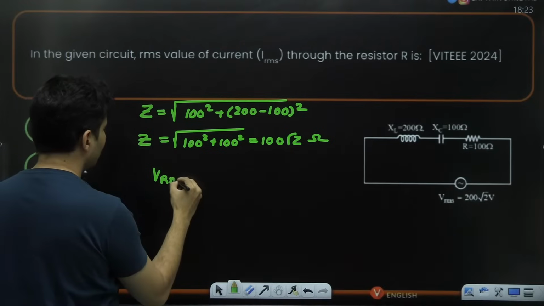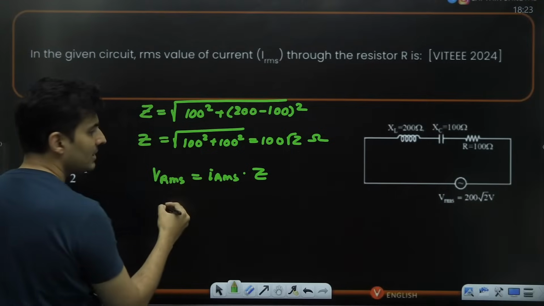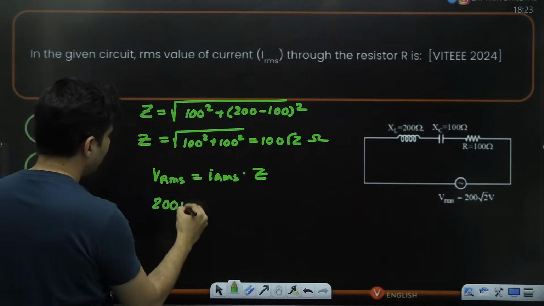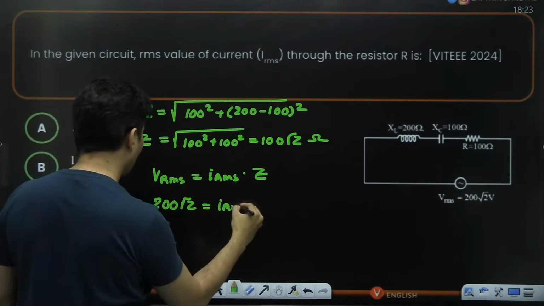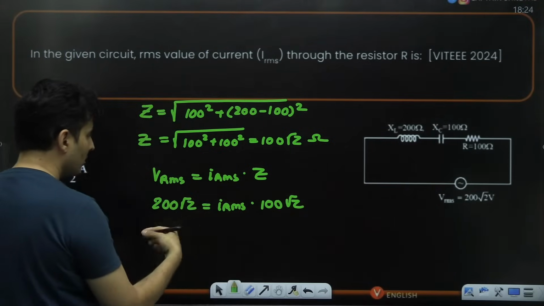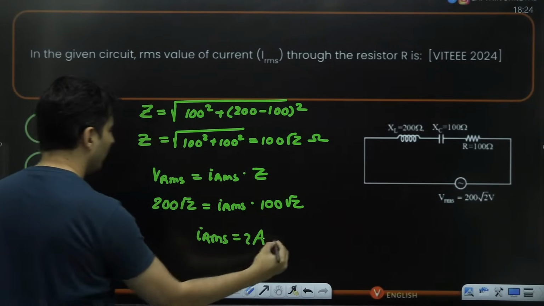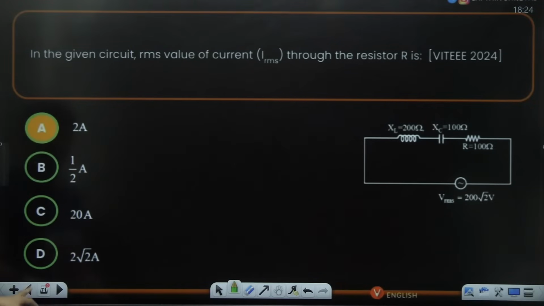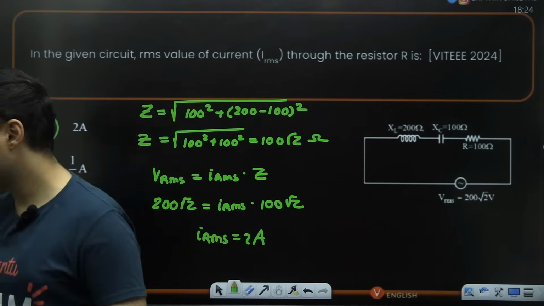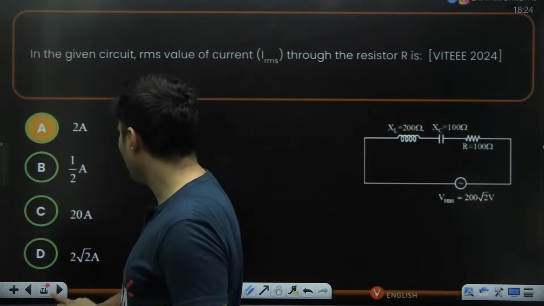Now VRMS total is the total RMS current multiplied by the total impedance. VRMS is 200 root 2, current I don't know. IRMS times 100 root 2. Root 2 goes, zeros go. So IRMS will obviously be 2 amperes. So 2 amperes is over here, option A. Answer A is the correct answer. Everybody with me on this? Let's go to the next question.